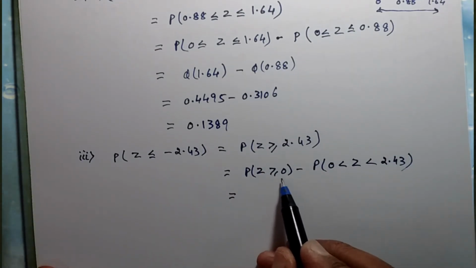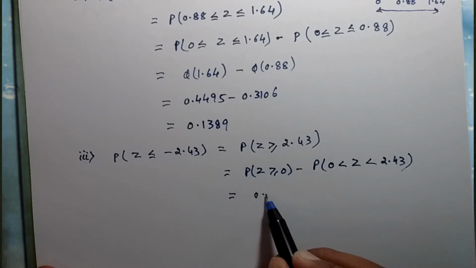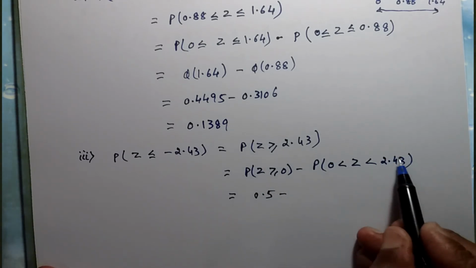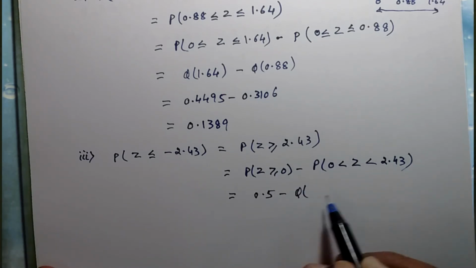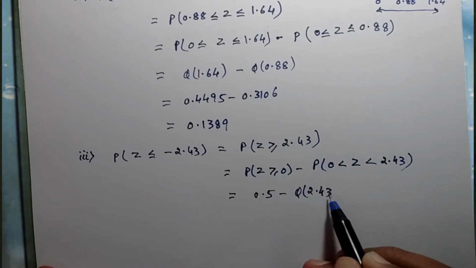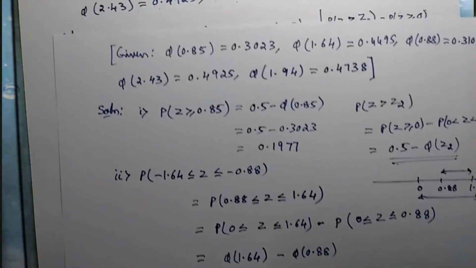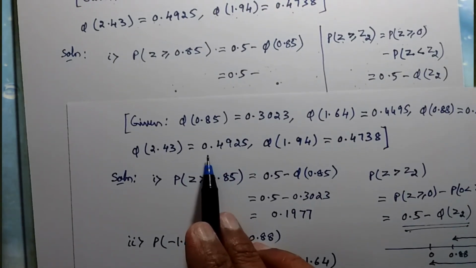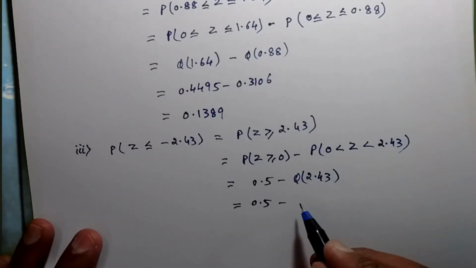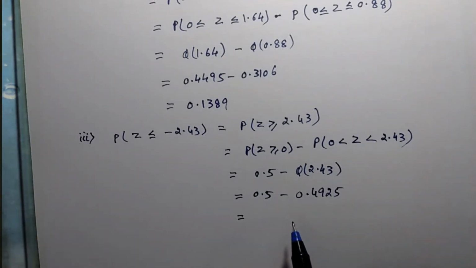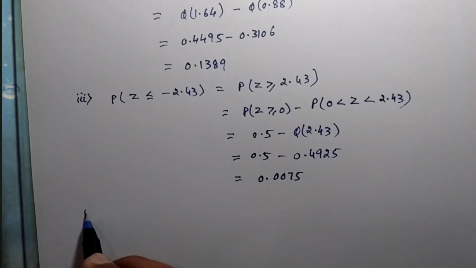Probability of z greater than or equal to 0 will always be 0.5. You have to remember this value. Minus probability 0 to z2 will always be phi of z2. The z2 value is 2.43. This is 0.5 minus phi of 2.43, which is already given over here in the equation. It is 0.4925. So write down that value, 0.4925. Subtract this and see how much you get. You get the value equal to 0.0075. That's the result. Now move on to the next result.